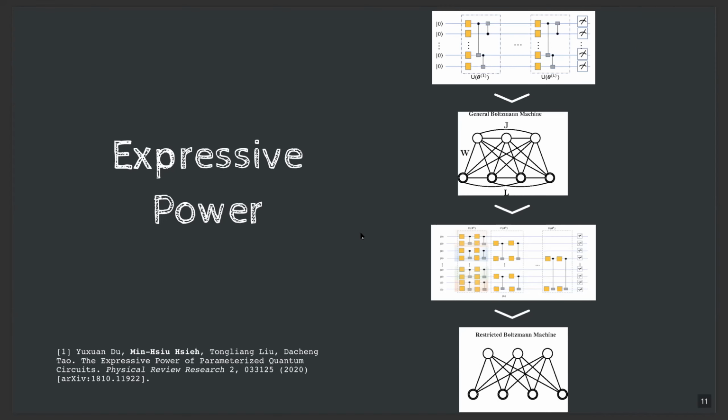Okay. Yeah. But in order to make a fair comparison, the parameter space between the quantum neural network and the general Boltzmann machine are somehow the same. So basically, we fix the number of weights. The number of weights in these two graphs are roughly the same. So it's not like we compare exponential parameter space versus polynomial space.